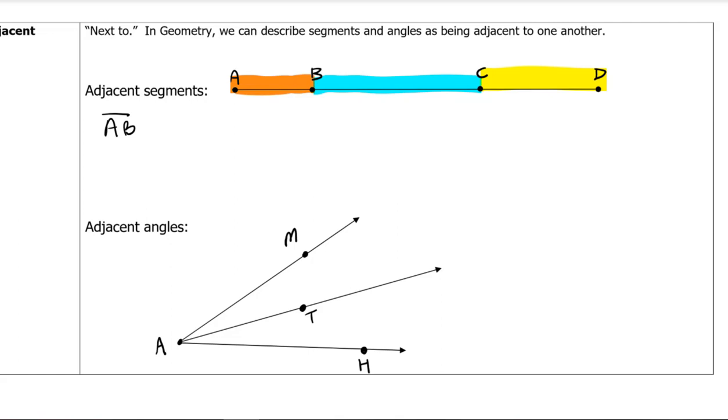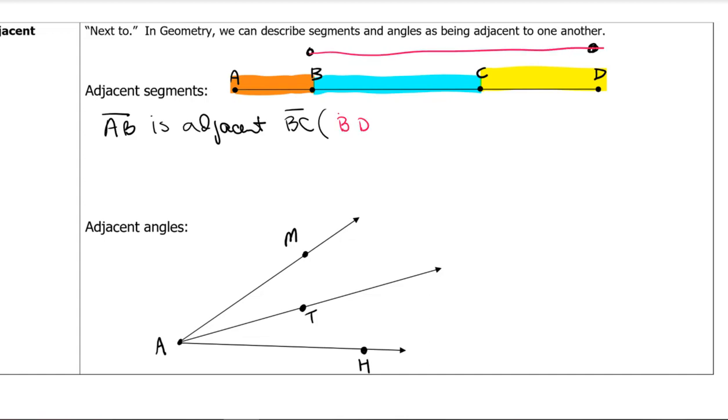So segment AB is adjacent to, if we look at that, we could say, well, right from B to C. So BC is a segment that is adjacent to AB, because it's right next to it. Now you could have also said, because B starts here, goes through C, and goes all the way to the end, segment BD would have been another acceptable option. So AB is adjacent not only to BC, but also to BD.